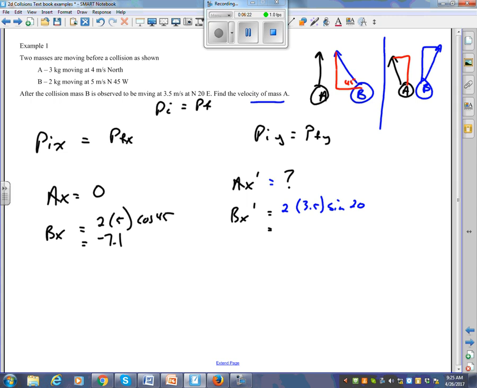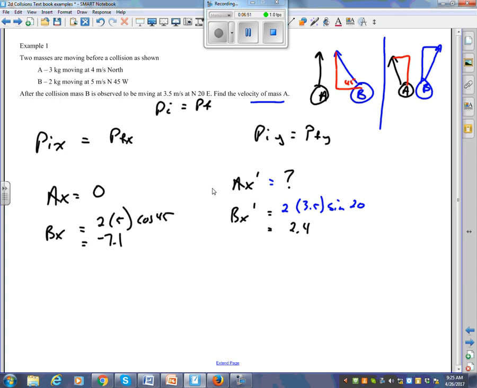We'll say 2.4. And that's to the right, so it's going to be positive. Okay. What should I do now, do you think? Keeping in mind, we said the initial x is equal to the final x, right? What's the total initial x? These guys. What's the total final x? These guys. So let's just set it all equal to each other.